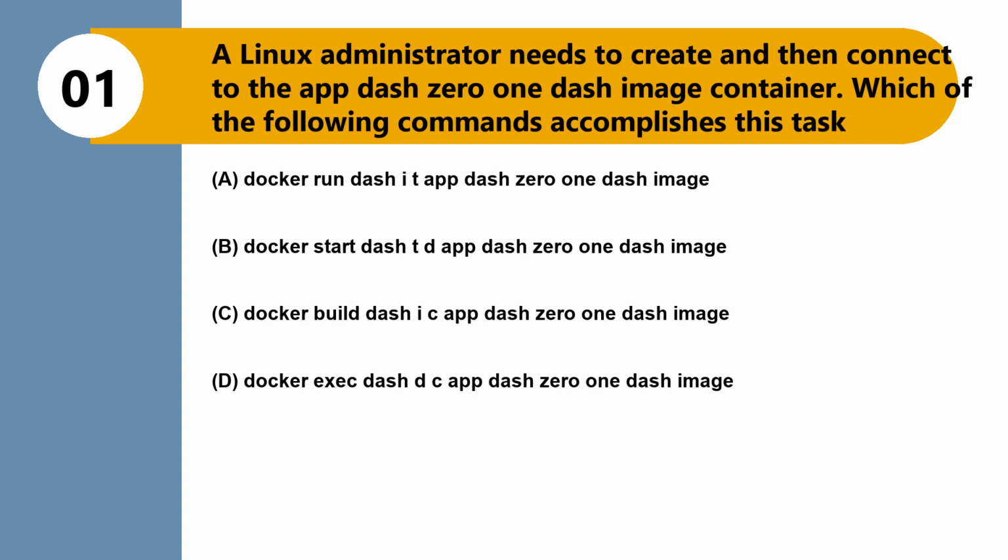Question 1. A Linux administrator needs to create and then connect to the app-01-image container. Which of the following commands accomplishes this task? Option A, docker run -it app-01-image. Option B, docker start -td app-01-image. Option C, docker build -ic app-01-image. Option D, docker exec -dc app-01-image. The correct answer is option A, docker run -it app-01-image.